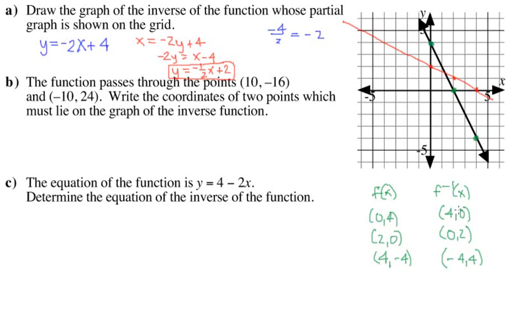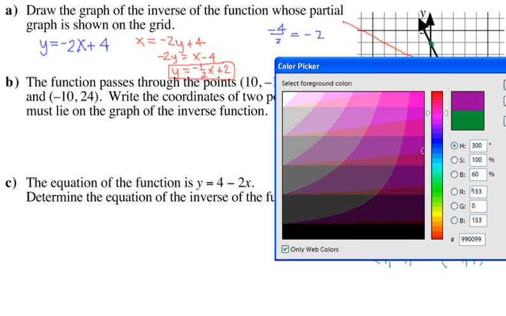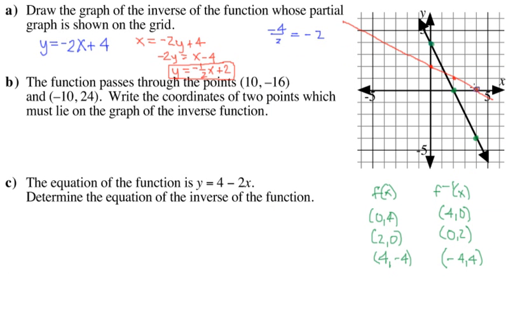Let's see if that worked. The inverse goes through 4, 0. 1, 2, 3, 4. Yeah, that agrees with what, sorry, I'll use something reddish for this. That agrees with what I got algebraically. 0, 2. Yeah, that agrees with what we got algebraically. And negative 4, 4. 1, 2, 3, 4, 1, 2, 3. Nice. Love it when a plan comes together.